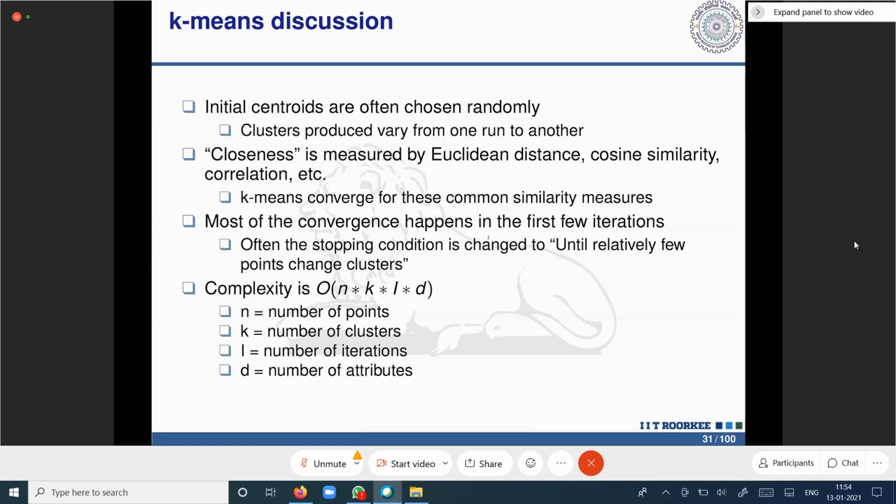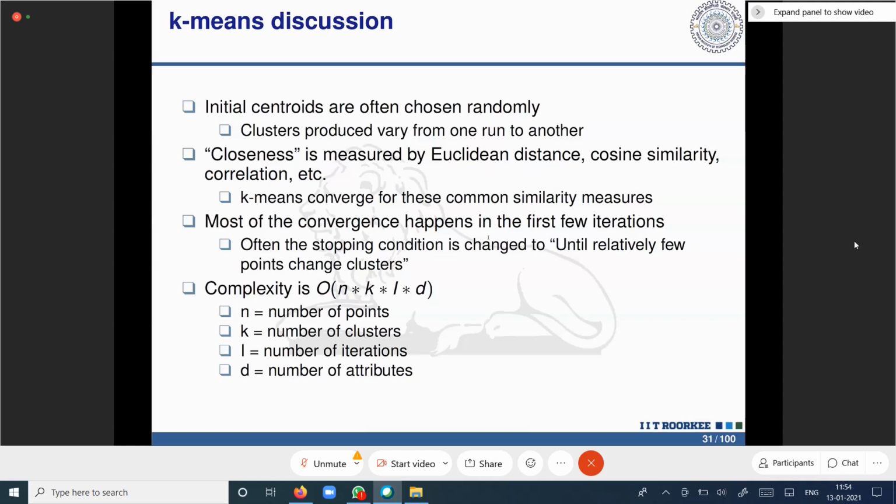So in this case, closeness is measured by Euclidean distance, cosine similarity or correlation. Because what we do is, when we assign points to each cluster, we find the distance to the centroid and find the closest one. So k-means converges for these common similarity measures. Now, most of the convergence happens in the first few iterations, and after that, there are very few changes.